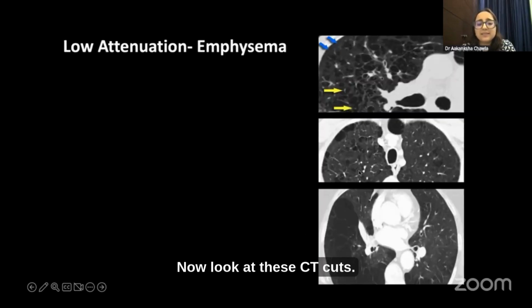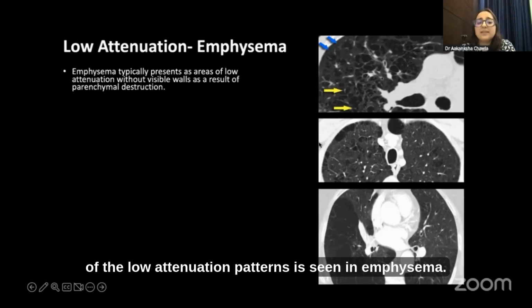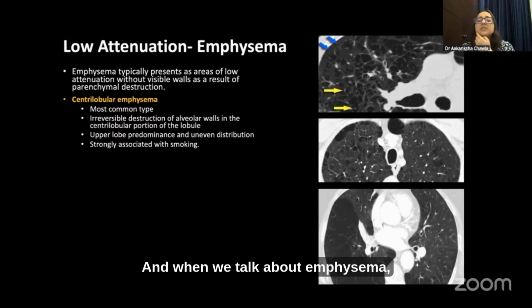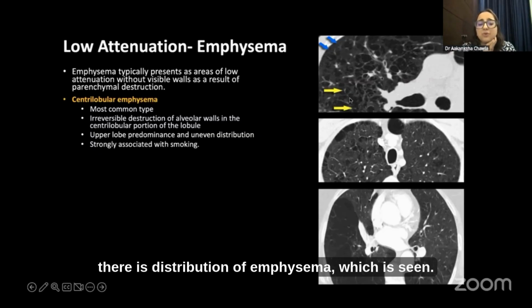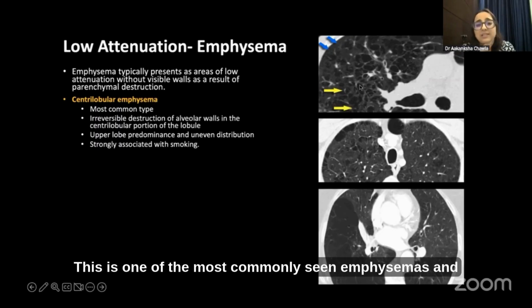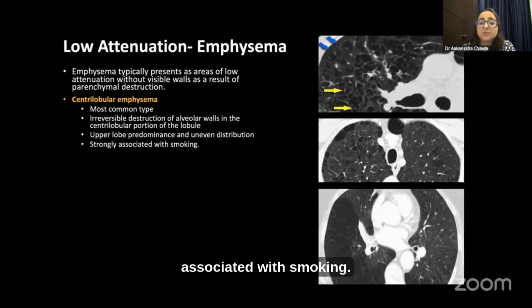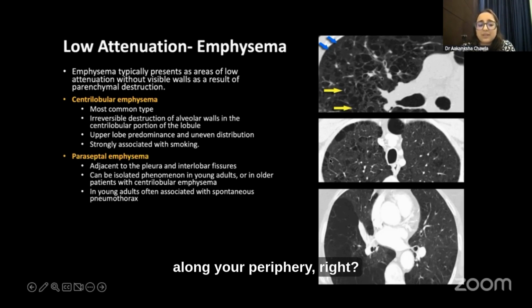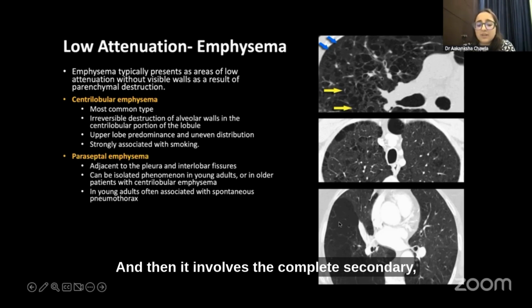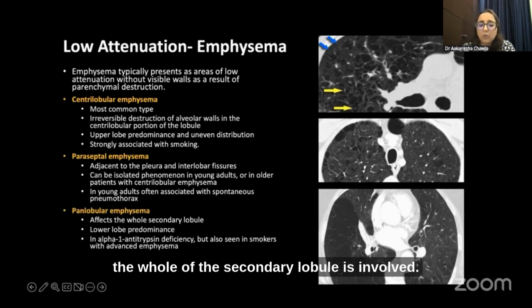Now look at these CT cuts. As you can see, one of the low attenuation patterns is seen in emphysema. And when we talk about emphysema, there is centrilobular emphysema. If you can see, along the lobule, there is distribution of emphysema, which is seen. This is one of the most commonly seen emphysemas and is strongly associated with smoking. Then the other pattern is the paraseptal, which is present along the pleural spaces, along your periphery, right? This is your paraseptal. And then it involves the complete secondary lobule, the whole of the secondary lobule is involved. This is your panlobular emphysema.